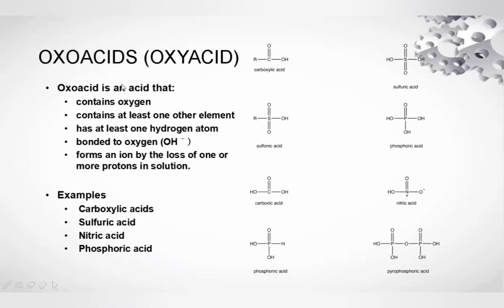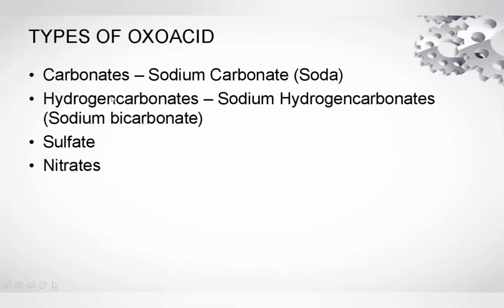So oxo acid is also called oxyacid. An oxo acid is an acid that contains oxygen, at least one other element, and has at least one hydrogen atom bound to the oxygen to form a hydroxide, and forms an ion by the loss of one or more protons in solution. Today I will cover 4 types of oxo acid. The first is carbonate, second is hydrogen carbonate, third is sulfate, and the last is nitrate.